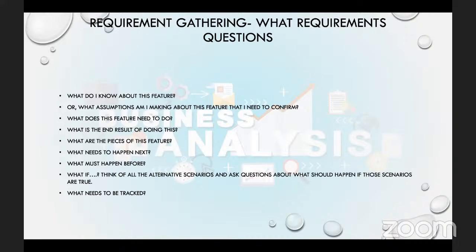Okay. So if they submit this form, and they've filled all these key required fields, what about if they don't fill this required field? What's going to happen, right? So you've got to be able to ask all these questions. What's the end result of doing this, right? What are the pieces of this feature? There are several components to a feature. There might be step 1, step 2, step 3, step 4, step 5, etc. Very important. Basic questions here. What needs to happen next, right?